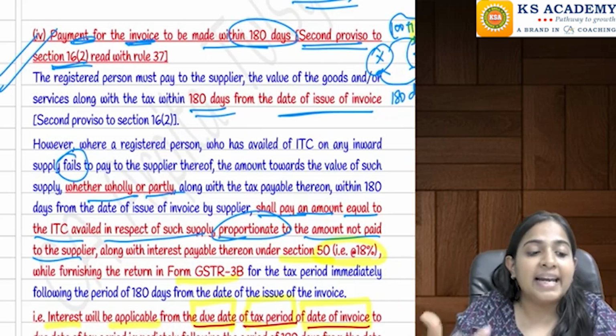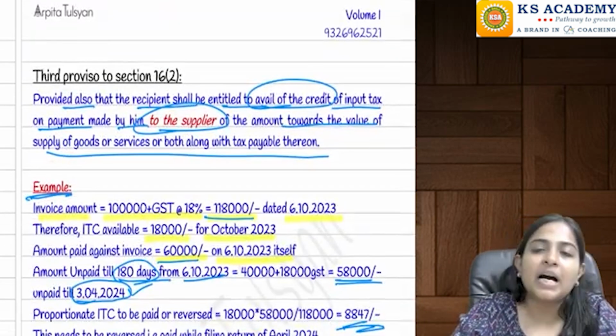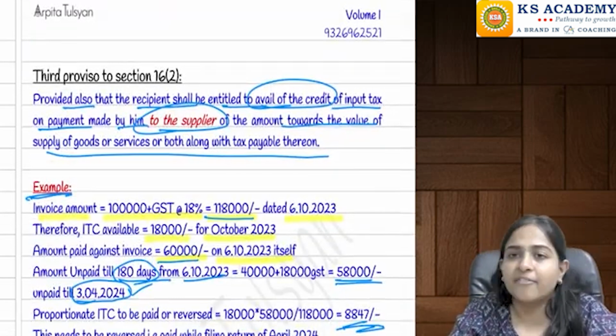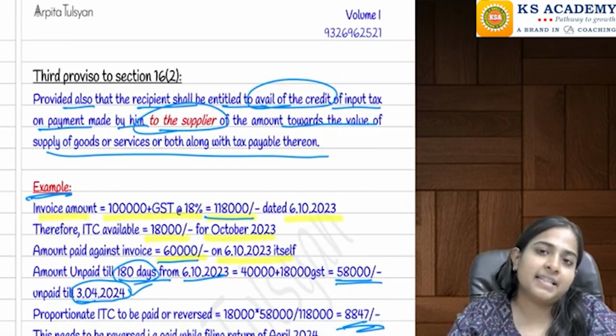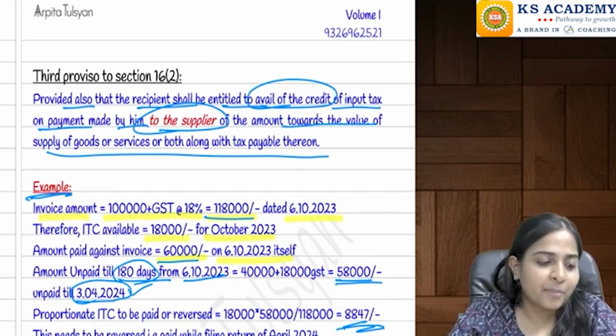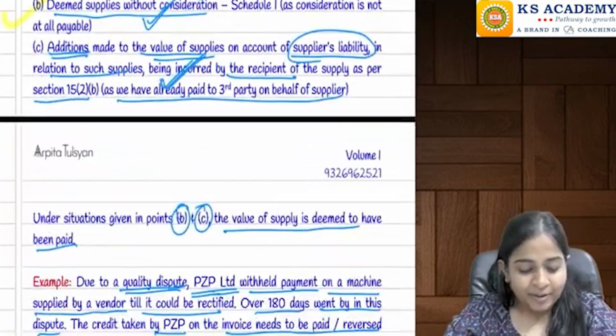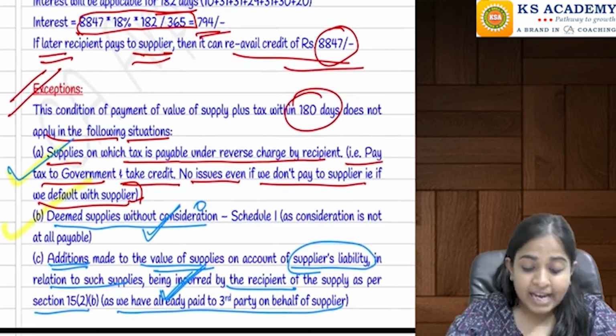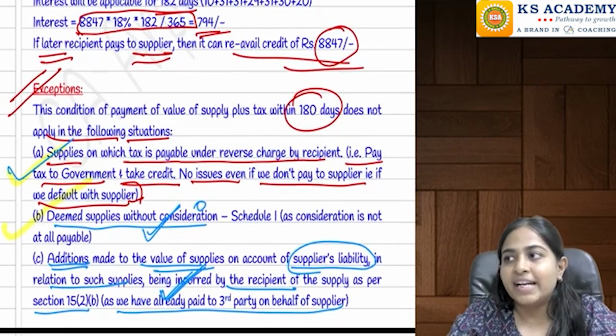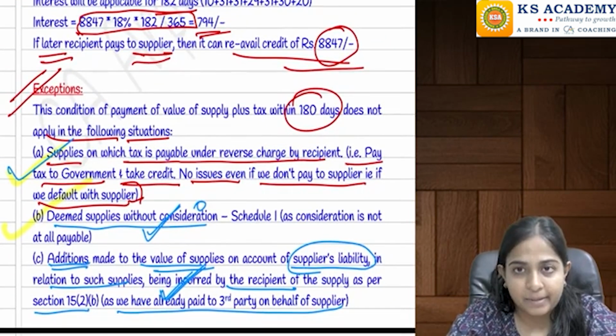But later on, what if we pay the amount to the supplier after 180 days? Possible? Yes, then in that case, we can re-avail that ITC. We can re-avail that ITC, but forget about the interest paid to the government. Now, there are three exceptions where even if you don't make the payment within 180 days, there is no need to reverse the tax liability. What are those three cases?